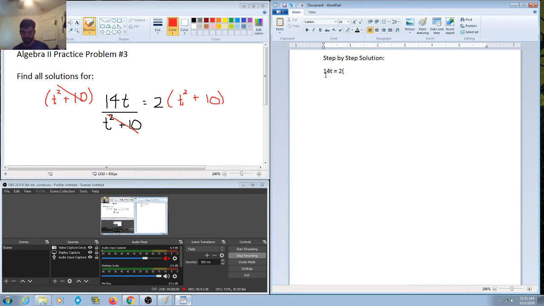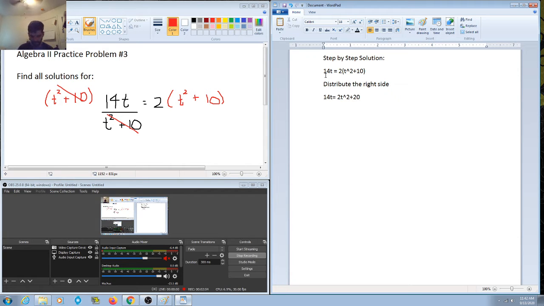So we have 14t is equal to 2 times the quantity t squared plus 10. Now I'm going to make a little bit more simplification here, and I'm going to distribute the right side. So this is going to be 14t is equal to 2t squared plus 20.